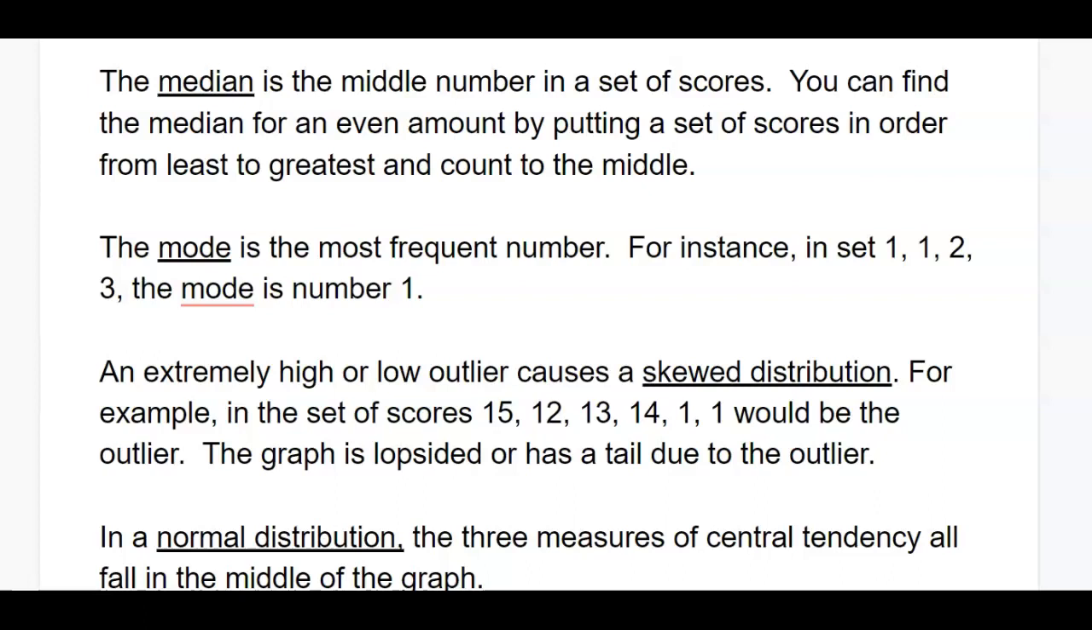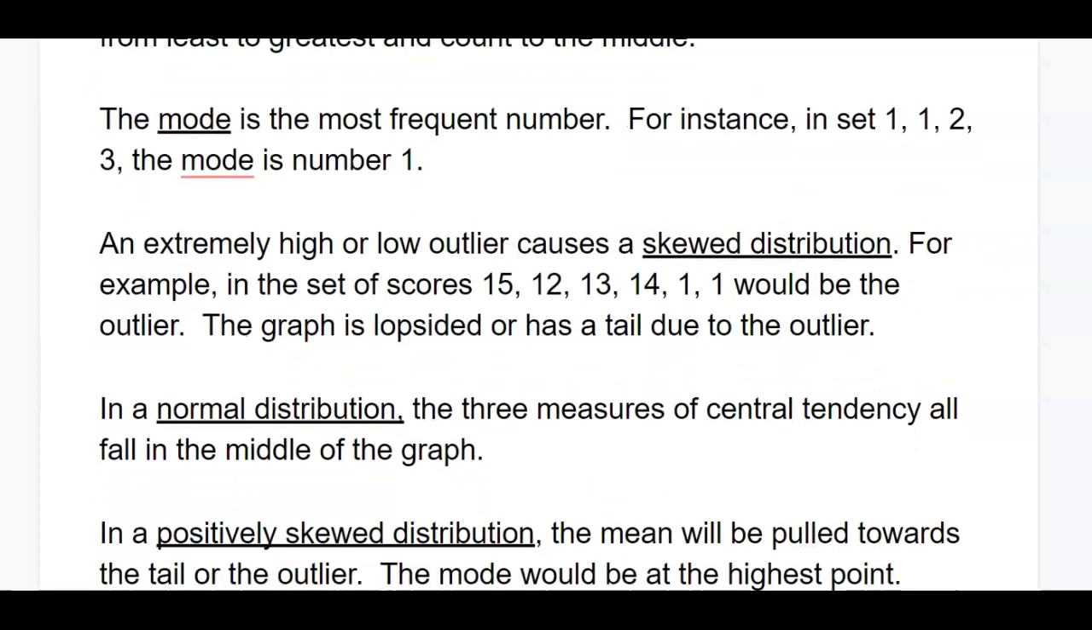Next, in a normal distribution, the measures of central tendency all fall in the middle of the graph. You could, again, draw a picture here and show where they fall, but again, you have to explain it in words. Next, in a positively skewed distribution, the mean would be pulled towards the tail or outlier. The mode would be at the highest point. Again, it's just asking you to describe what a positively skewed distribution is.